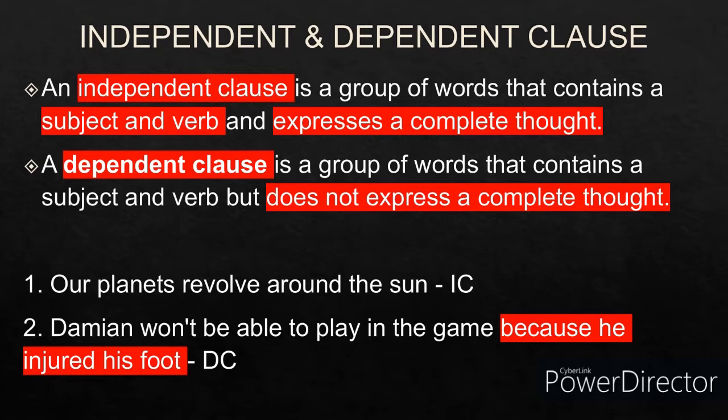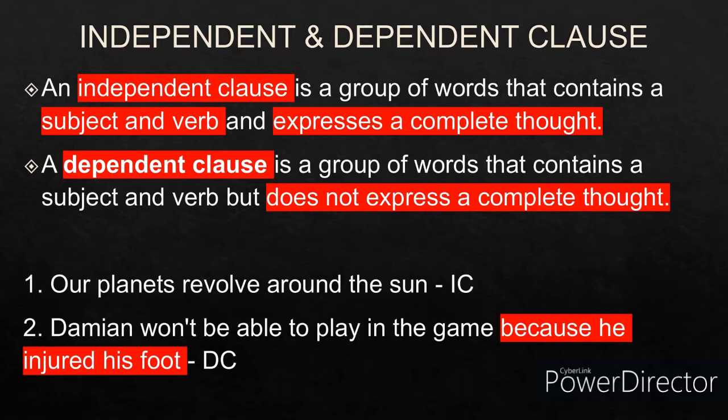Our planets revolve around the sun. Now this is an independent clause because it contains the subject, our planets, and the verb, revolve, and it expresses a complete thought in itself. Let's look at the second example. Damien won't be able to play in the game because he injured his foot. Now this, because he injured his foot, is a dependent clause because it does not express a complete thought. It is incomplete, but still it has a subject and a verb. He is the subject and injured is the verb.